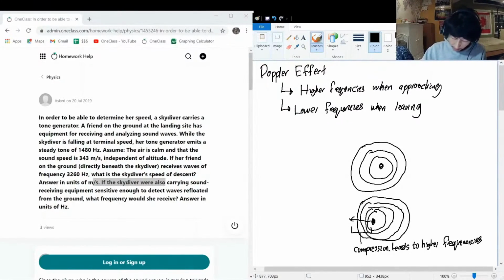And if you're on the other side, let's put this in a different color, if you're on the blue side here, you can see that the waves are spreading out, because I'm moving and I'm producing new waves in a different position than the previous. That's going to contribute to the change in the wavelength. So spread, and this leads to lower frequencies.